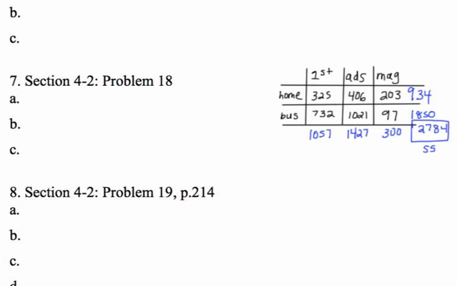First problem, A, the probability that I went to a home. Well, how many went to a home? Well, let's see. The total that went to a home was 934. So that's 934 out of my total sample space of 2784. You can write that as a reduced fraction, or a decimal.